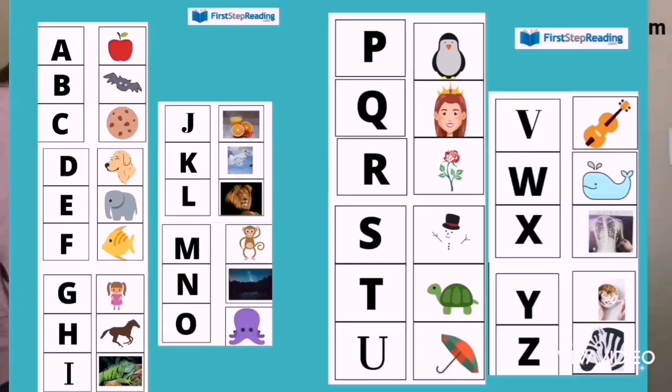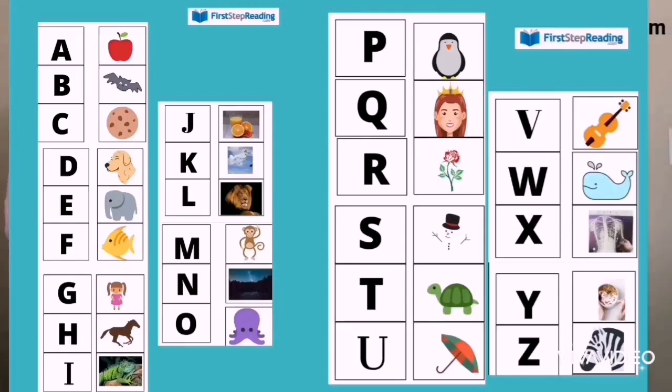Like girl, horse, or iguana. The J says j. The K says k. The L says la, like juice, kite, and lion.